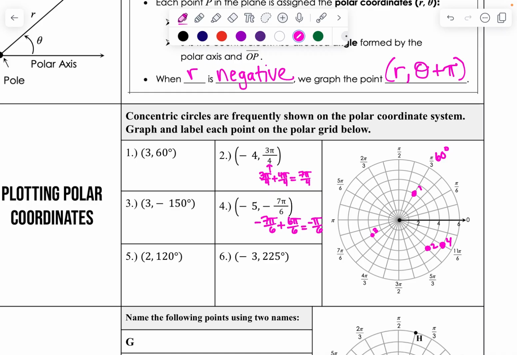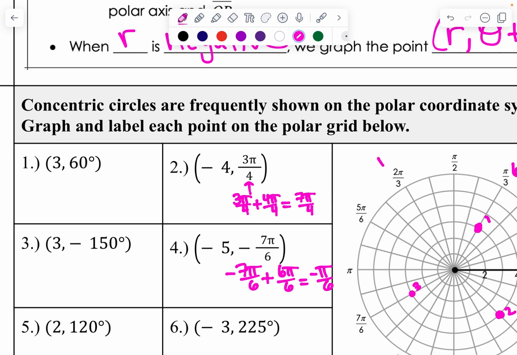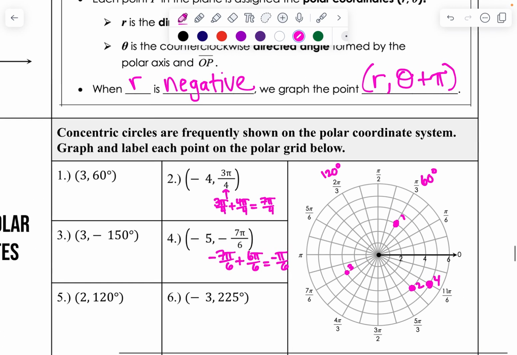All right, number 5, we've got (2, 120 degrees). 120 degrees, remember, is a 60-degree reference angle. So right here is 120 degrees, and we're going 2 units out. So we're just right here for number 5.